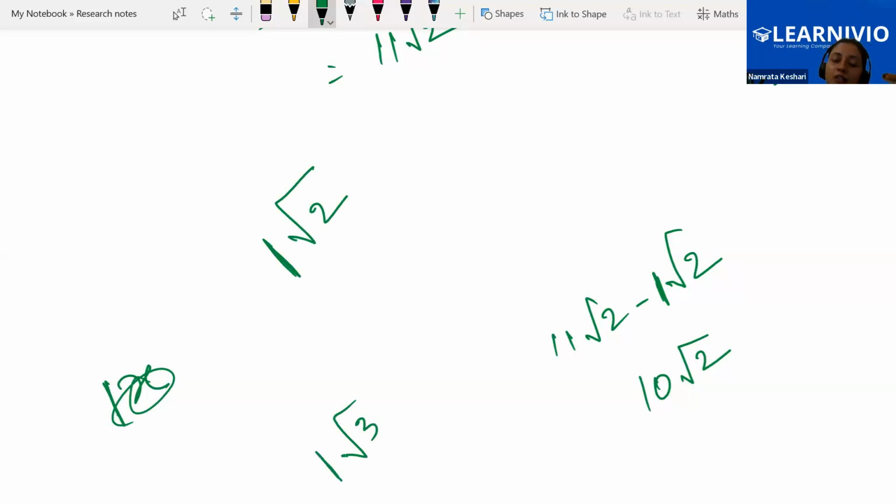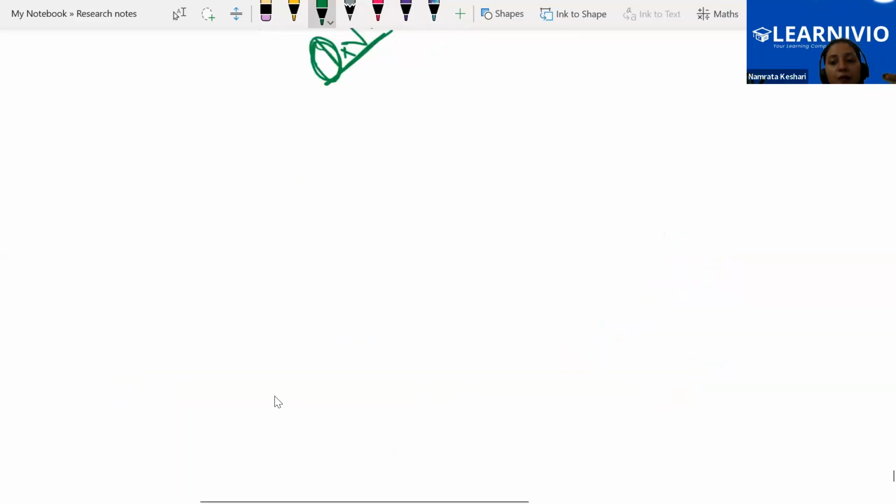Don't take it like a 0, because multiplying any term with 0 will make the result completely 0. So we cannot assume that in front what is there? 0. No, we cannot take it as a 0. We can take it as a 1. Let me explain. If you assume 1 with root 3, does root 3 change? No. 1 root 3 means root 3 only, right?